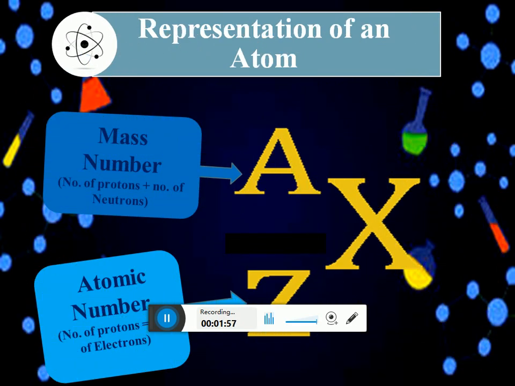Our next topic is representation of an atom. Generally, an atom is represented in the A X Z format, where A stands for mass number, X stands for the symbol of the atom, and Z stands for atomic number. And we all know our mass number is made up of protons plus neutrons, and our atomic number is the number of protons, which is equal to the number of electrons.